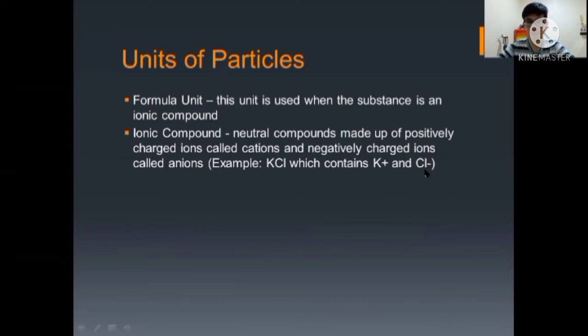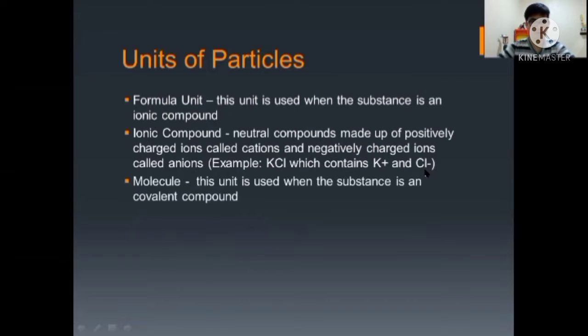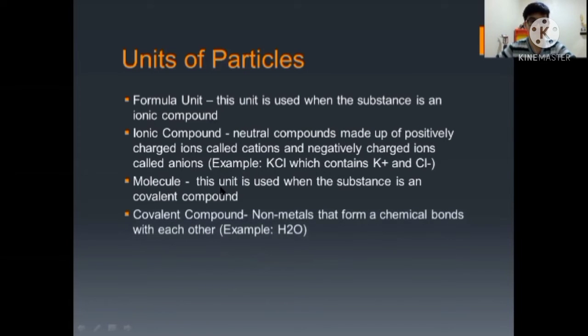Okay, let's continue. We also have the molecule as a unit of particles. The molecule unit is used when the substance is a covalent compound. So what is a covalent compound? Well, I prepared this just in case some of you don't know. A covalent compound is formed by non-metals that form chemical bonds with each other. An example is water, dihydrogen, or maybe by its scientific name, dihydrogen monoxide. We have H2O, where both of these are non-metals.